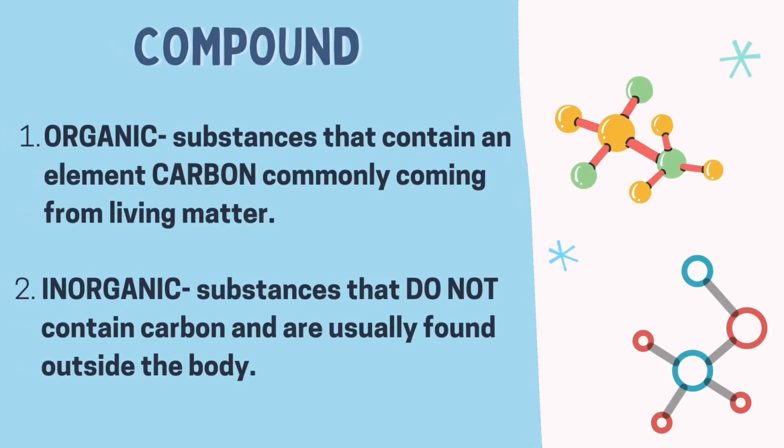A compound is classified into two based on the presence of an element, which is carbon. Organic compounds are substances which contain carbon, commonly coming from living matter, while inorganic compounds are substances that do not contain carbon and are usually found outside the body.